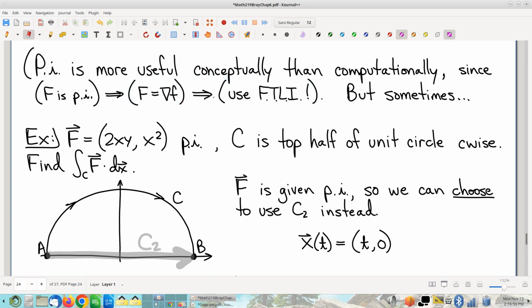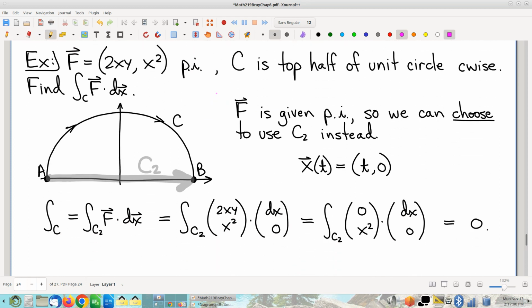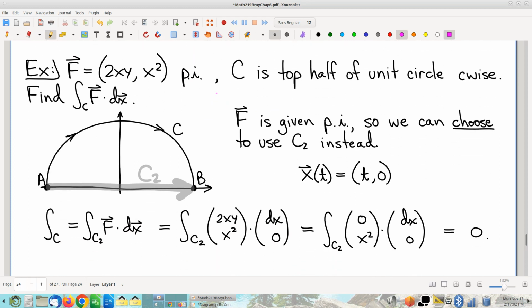Path independence is a lovely tool. Here's the scenario. We'll clean this up later, but I'm going to take it as a given that this vector field is path independent. Again, I'll show you how to determine that for yourselves in a few minutes. Path independent, cool. And that being said, we're going to look at this path, top half of the unit circle going clockwise like so. There's my path. I've got a vector field and a path.